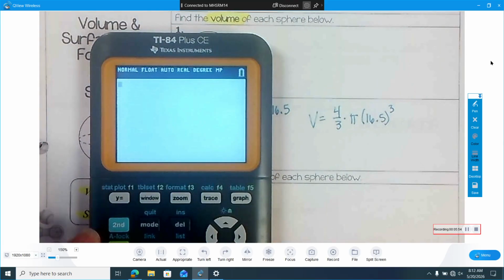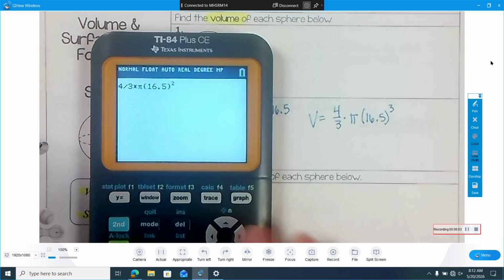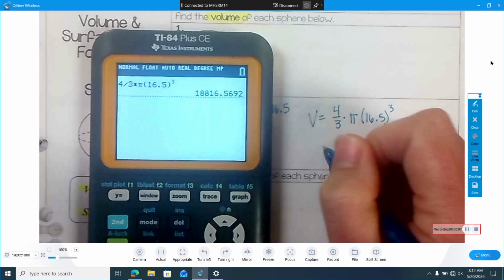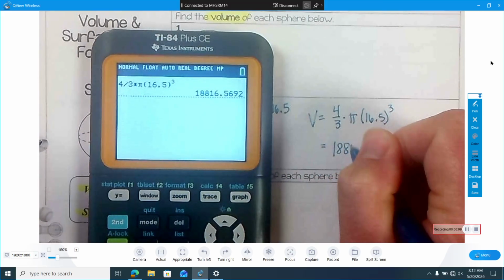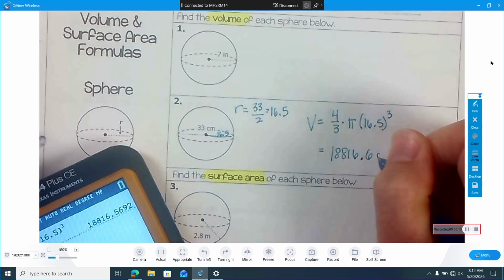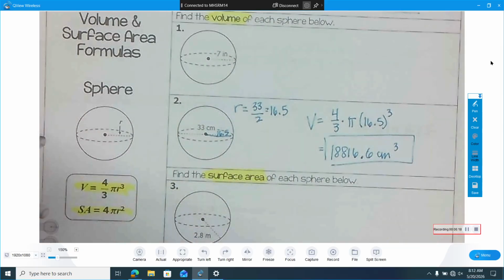All right, and we can type that in pretty easily. 4/3 times pi times 16.5. See, I did it there too. Cubed, not squared. All right, so I get 18816.6 if I'm rounding to the nearest tenth, centimeters cubed.